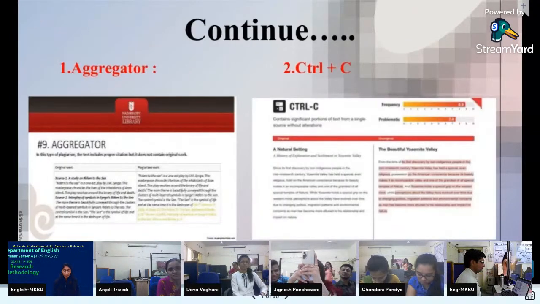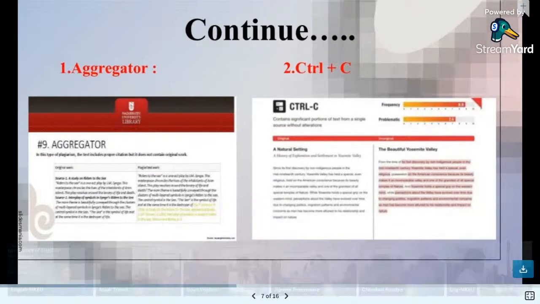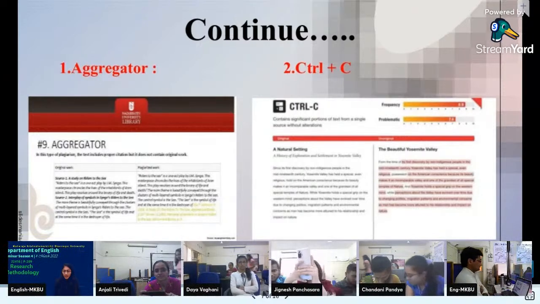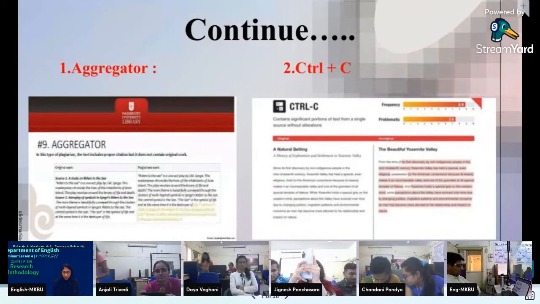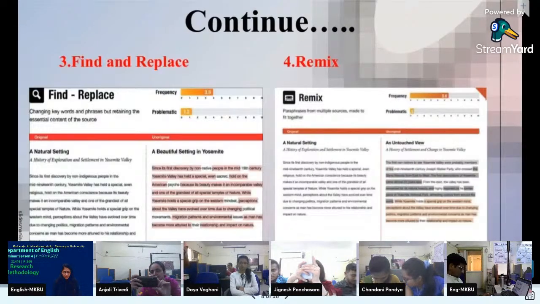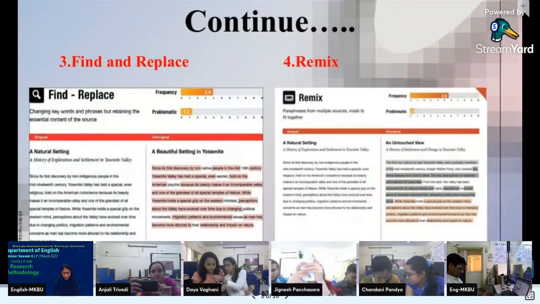We start with the aggregator. The aggregator includes proper citation of sources but contains almost nothing of their own work. Control C contains most of its text from a single source without alterations. In find and replace, the keywords and phrases are changed but the essential content of the source is retained.